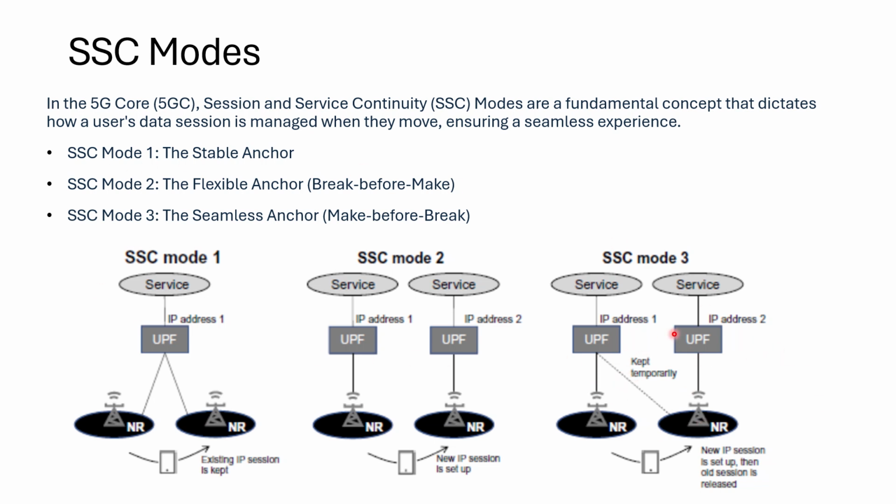So to summarize, we use mode 1 when the IP address absolutely must not change, so traditional mobility. We use mode 2 when you need routing efficiency and the application can handle a brief disconnect. And we use mode 3 when you need both routing efficiency and zero downtime.